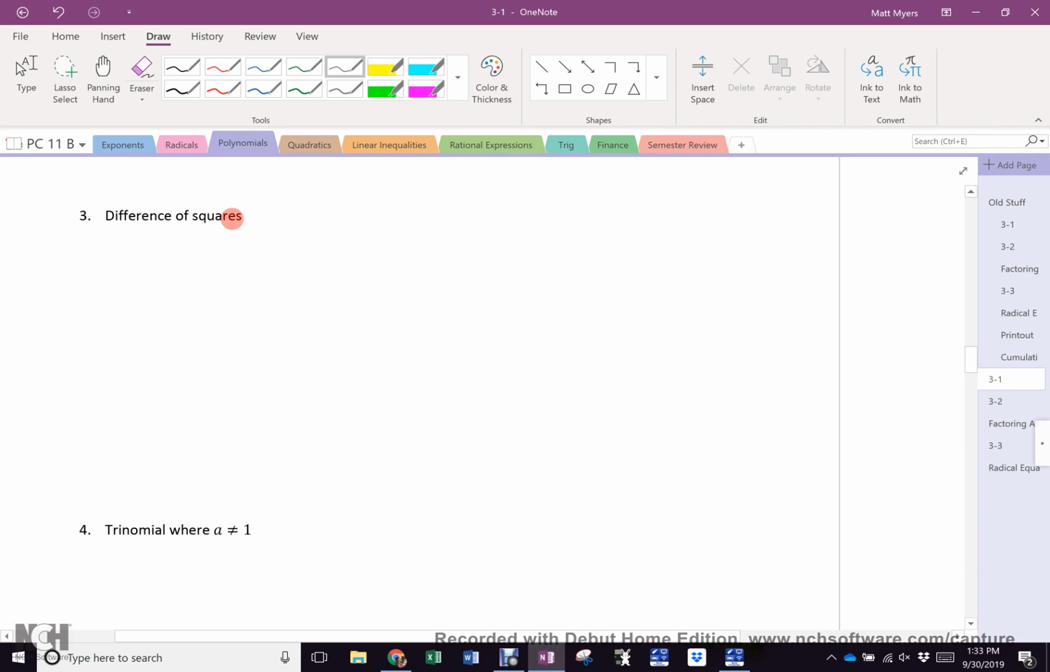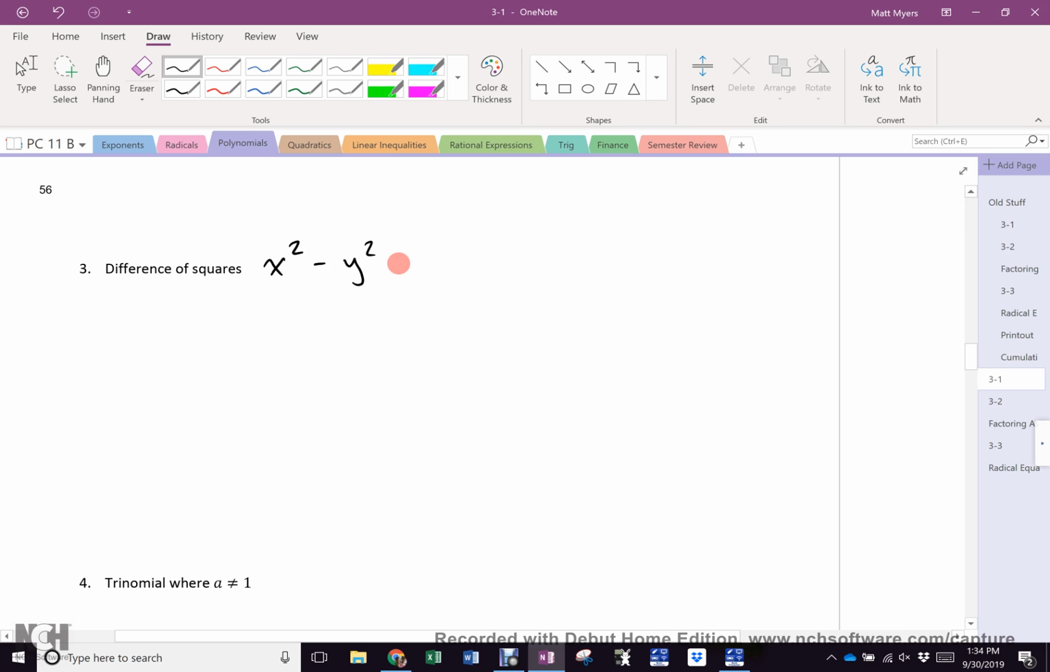Difference of squares. What does an S on the end of a word in English mean? Multiple, more than one. So I must need more than one square. And what is the maximum amount of terms I can have if I want a difference? 2. So a difference of squares must be 1 squared, and then what math? Minus a second squared.